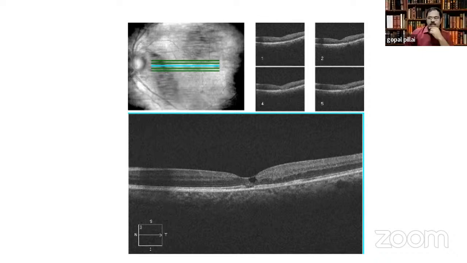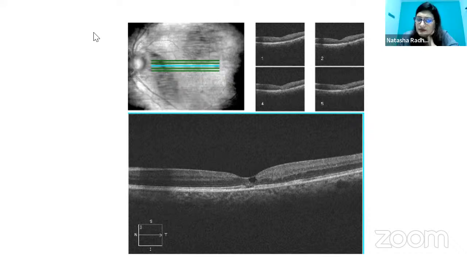So it has 5 stages: stage 1, 2, 3, 4, 5. And basically it's stage 5, which is the neovascular stage, in which you require treatment. We have active treatment only for stage 5. For everything else, we have no active treatment. Next slide, please.